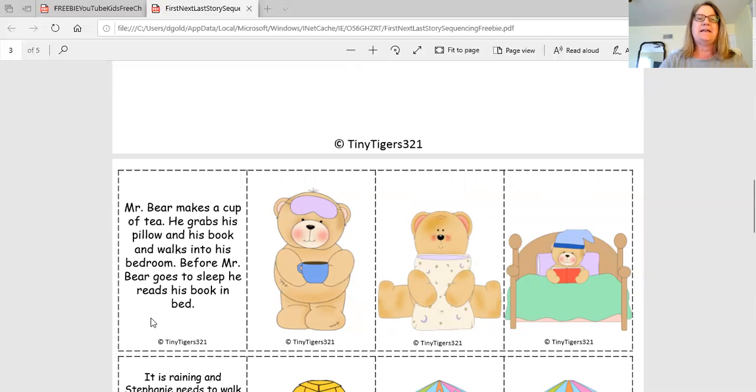So the sequence of events. First, Mr. Bear makes a cup of tea. Next, he grabs his pillow and his book and walks into his bedroom. And last, he reads before he goes to sleep. First, next, last.